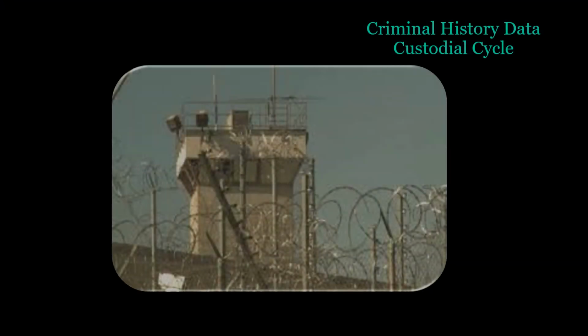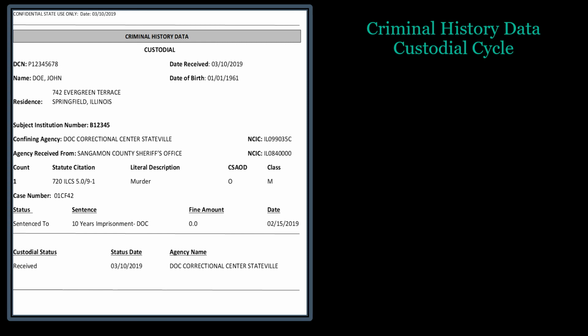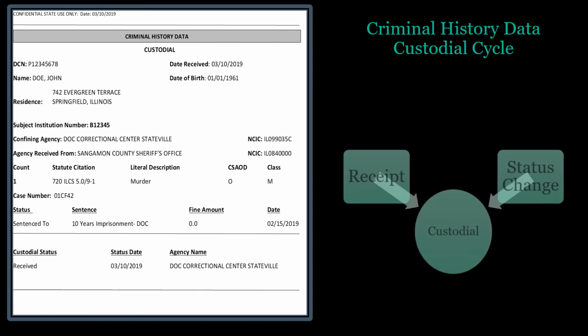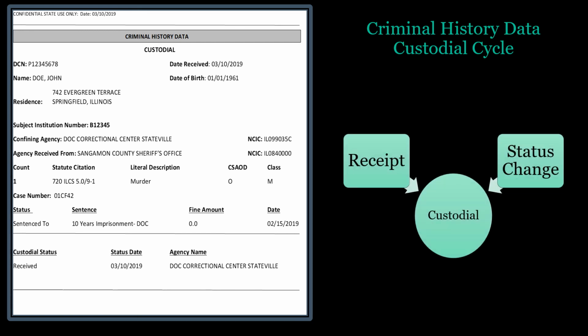If the subject spent time in the Department of Corrections or was sentenced to a county jail, you will see information in the custodial cycle portion of the rap sheet. The fields here in this cycle are very similar to those present in the arrest cycle of the rap sheet. The custodial cycle is comprised of 2 sections, the first being the custodial receipt section, followed by the custodial status section.